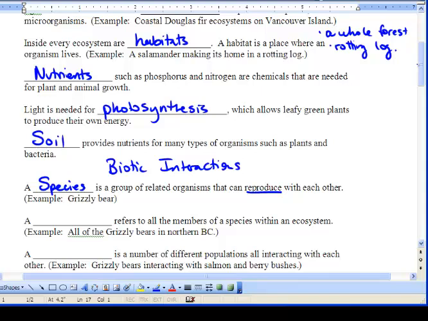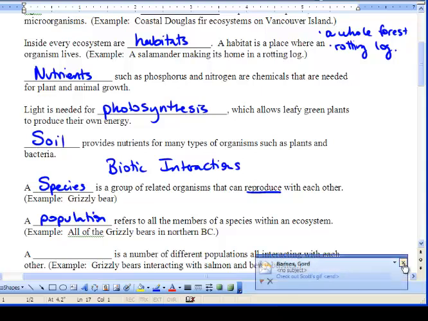So we talk about grizzly bears, that would be a specific species. Robins would be another one. Rattlesnakes would be another example of species. Now, a species makes up a population. And a population refers to all the members of that species within one ecosystem. So all the grizzly bears in northern BC, that would be a population of grizzly bears in that specific area.